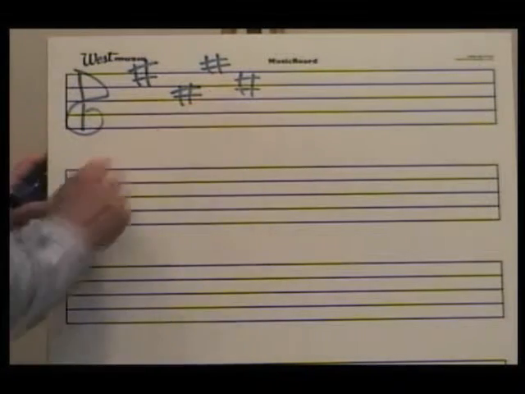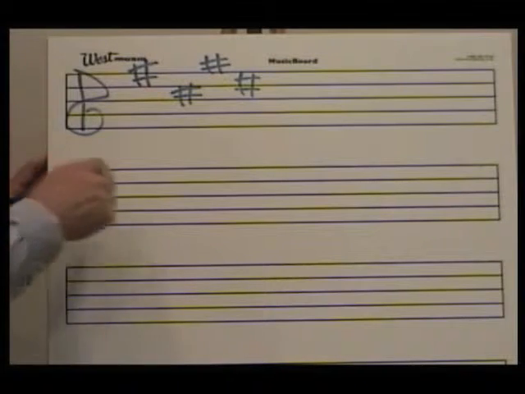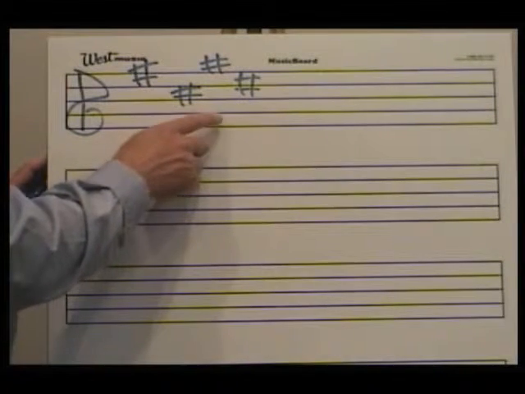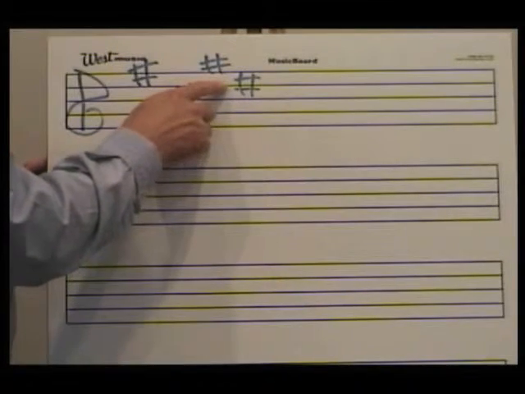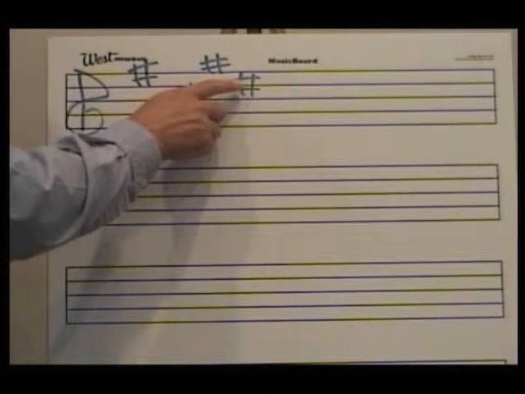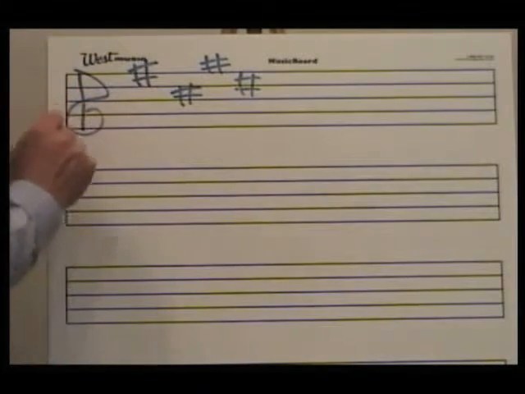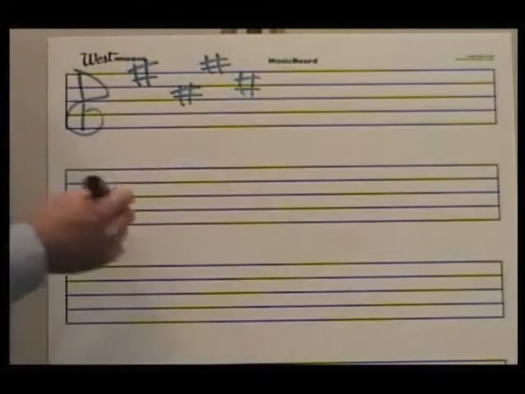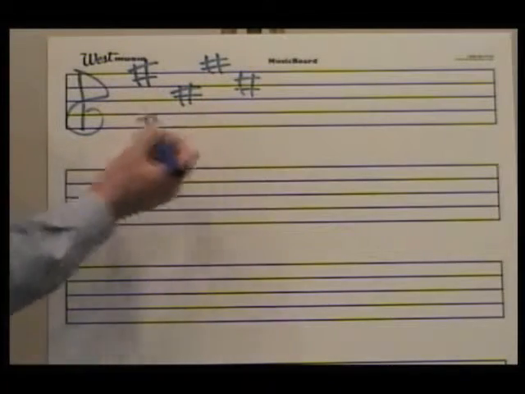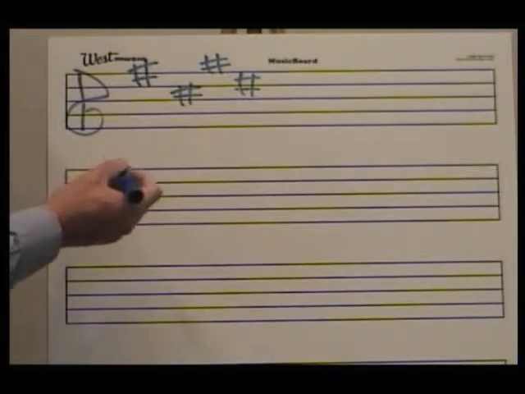Okay? This sharp, if I had to figure this key out, I would start here. Every good boy does. That's a D sharp. So if I go up one letter from D to the letter E, this tells me that in this key, 4 sharps, I'm in the key of E.